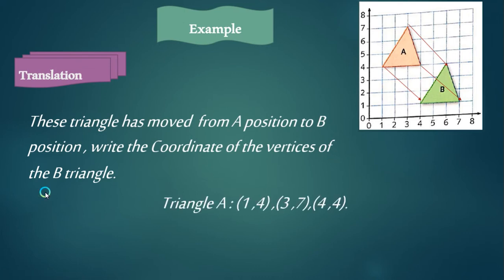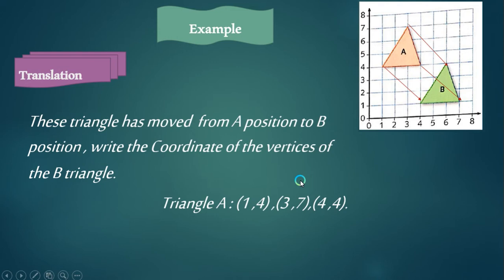So for triangle A, the coordinates of the first point are 1, 4. This point is 1 on X and 4 on Y. The third point is 3, 7. And the last point is 4 on the x-axis and 4 on the y-axis. So I have these three coordinates of the vertices of triangle A.